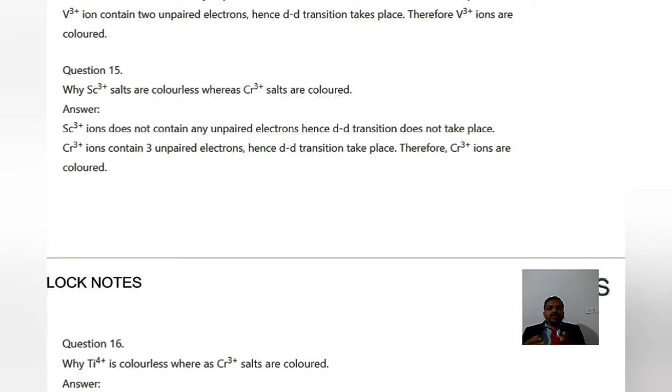On the other hand, for Cr3+, you have to write the electronic configuration, and you can see that there are 3 unpaired electrons. If 3 unpaired electrons are there, the transfer of electrons from eg to t2g and vice versa is possible, and thereby d-d transition is exhibited, and thereby it is colored.